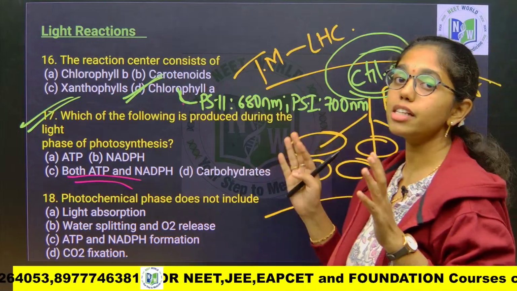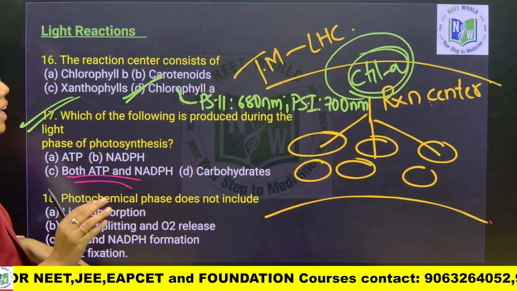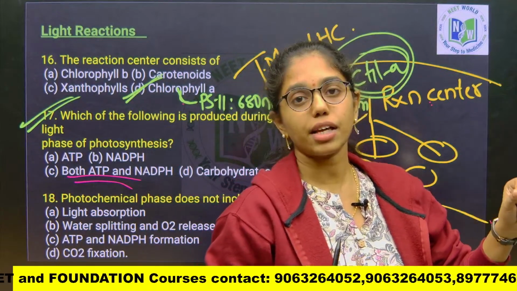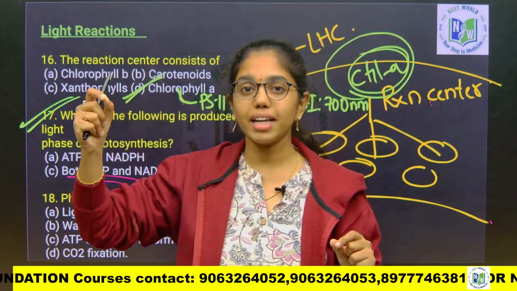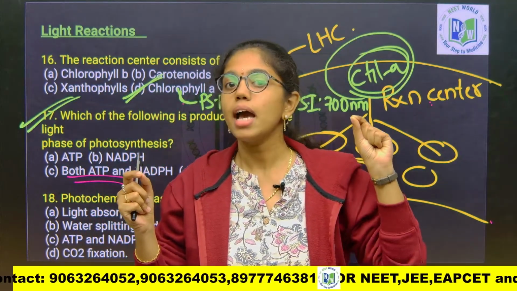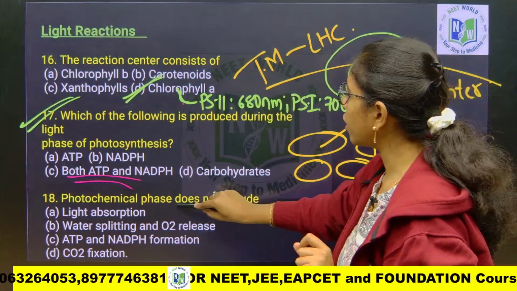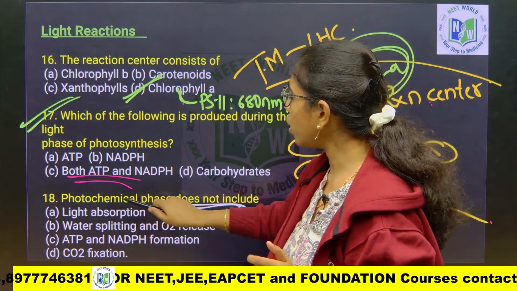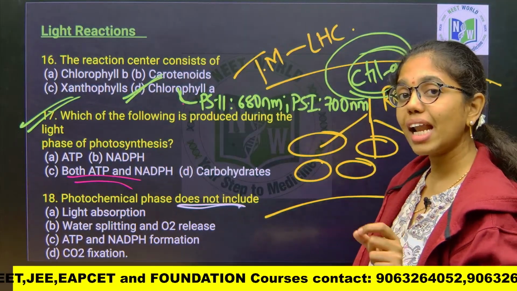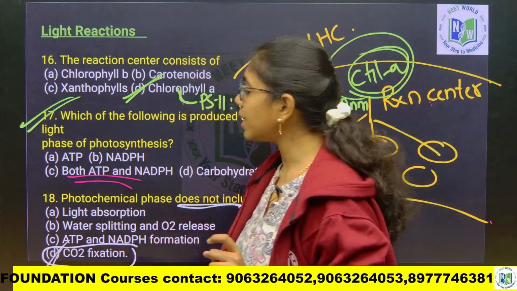The question asks what the photochemical phase does not include. The light reaction phase is called the photochemical phase, because the physical form of energy, that is photons, is converted to the chemical form of energy, that is ATP and NADPH, in the light reaction. So what it does not include is the dark reaction, or light independent reaction, where carbon dioxide fixation takes place. So option D will be the correct answer.